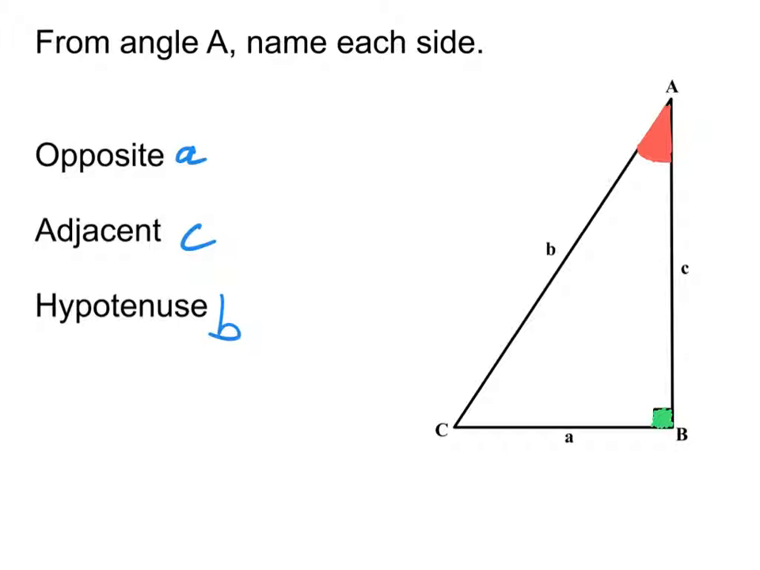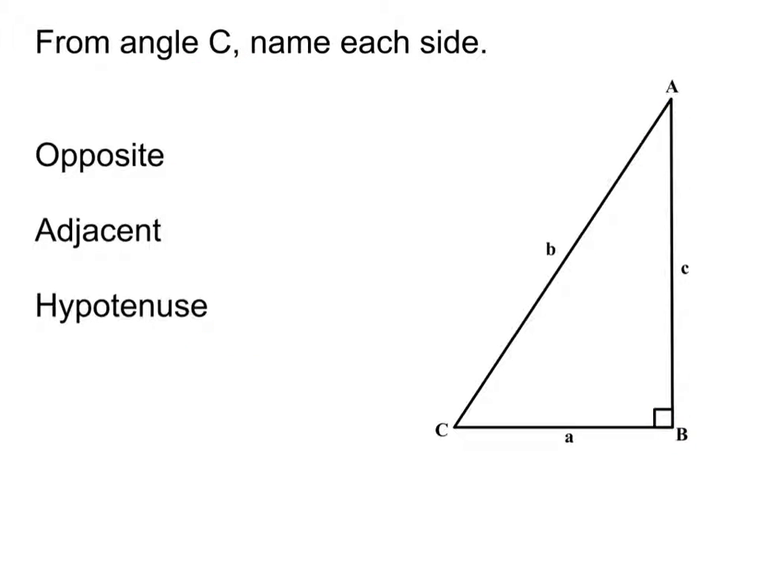All right, now, each of those answers was relative to angle A. What if I change the angle? Same question, same triangle, but this time we're going from angle C. So if I'm going from angle C here instead of from angle A, which side is the opposite?